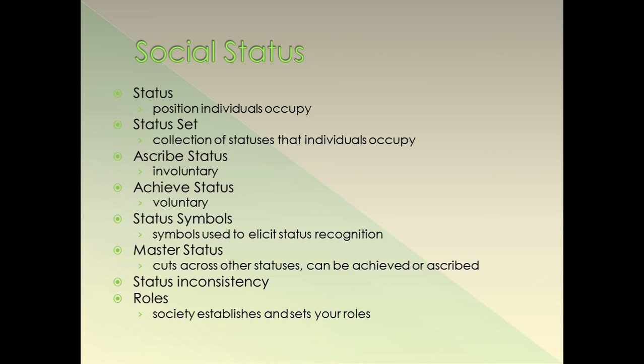A master status is a status that cuts across all your other statuses. It can be achieved or ascribed. So one of the examples I like to use is somebody who's in a wheelchair. They can be a dad, they can be a professor, and they can be a baseball player. But everywhere they go, they are seen as being a person who is in a wheelchair. So that type of status becomes a master status because it cuts across all your other statuses.